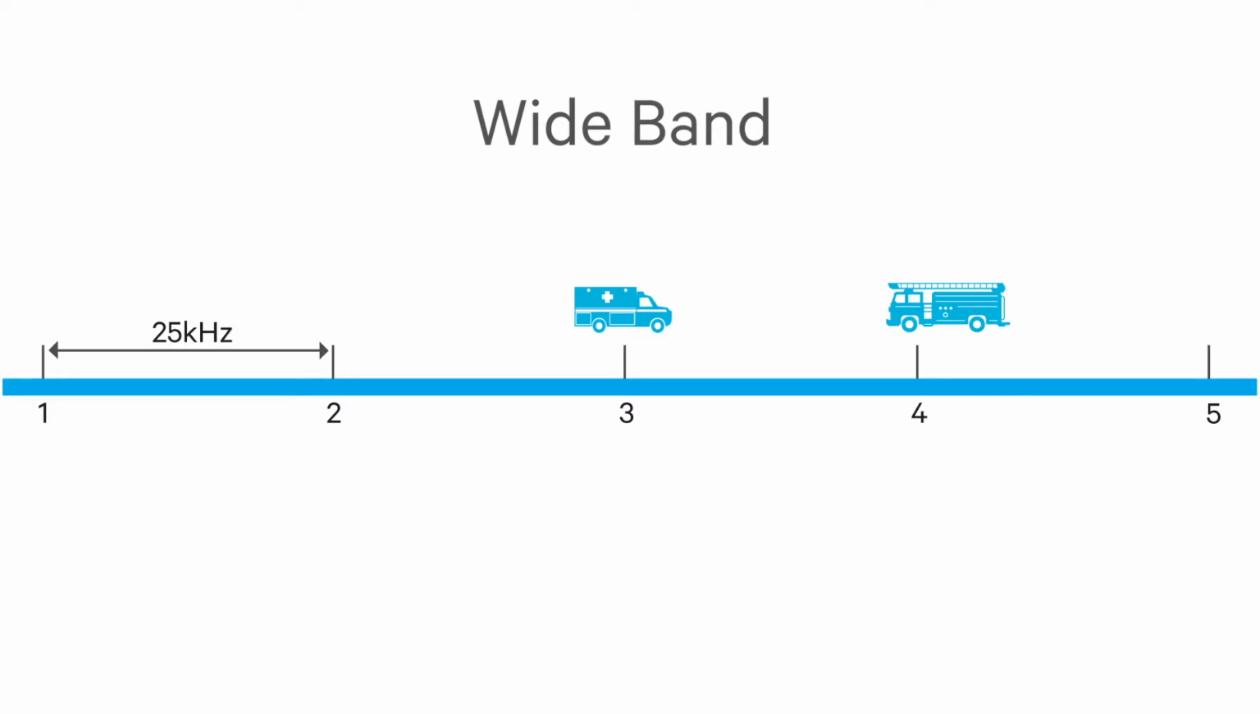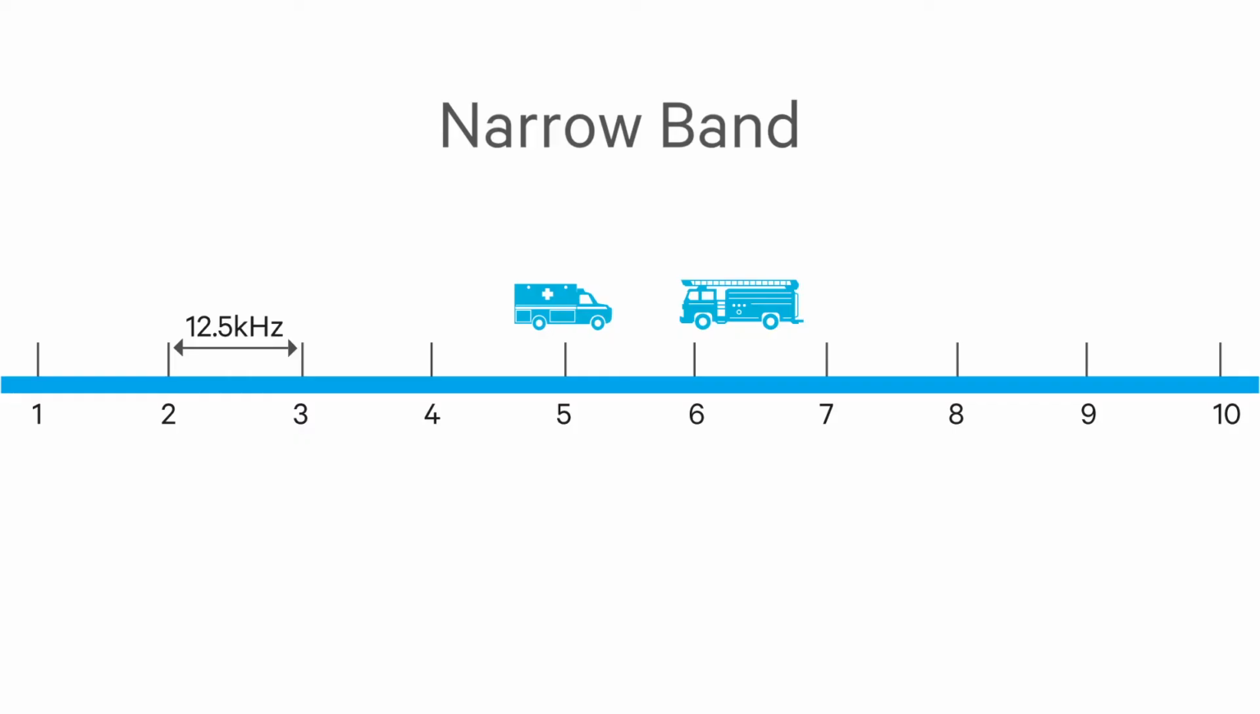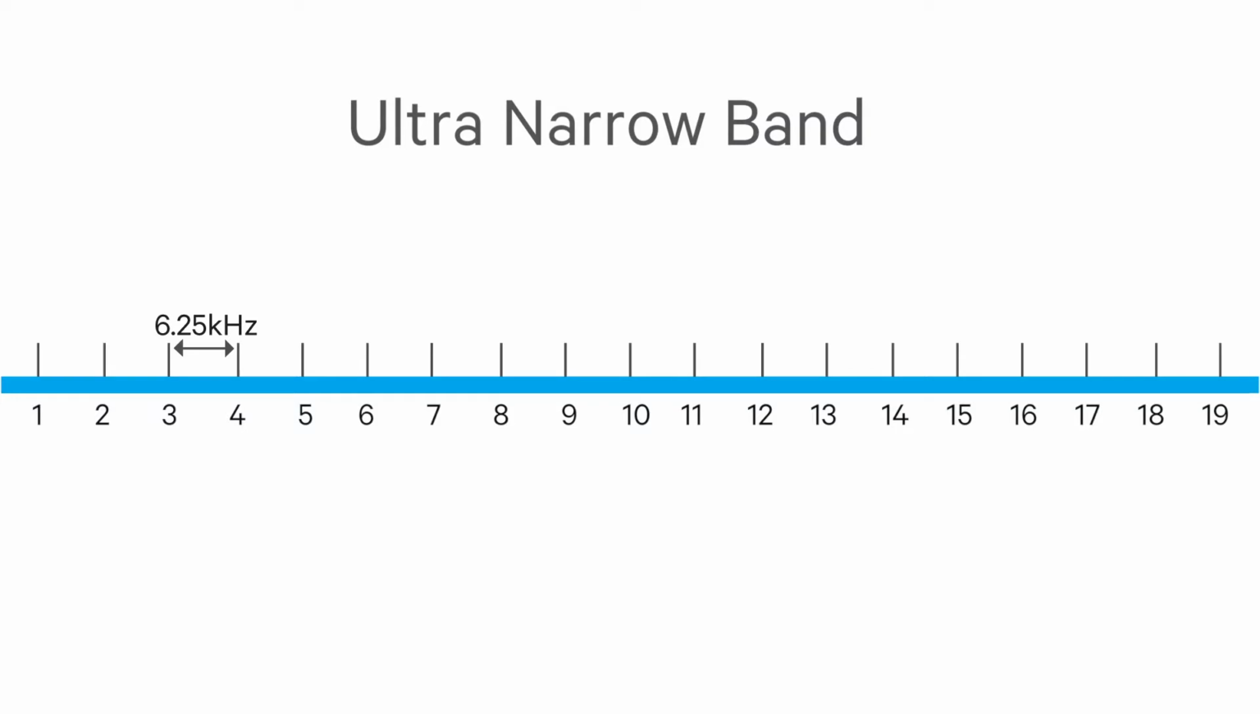Some examples of this are wideband channels. They occupy 25 kilohertz of radio spectrum. A narrowband channel is half that size at 12.5 kilohertz, a smaller diameter pipe. Finally, there's ultra-narrowband, which is half as small again at 6.25 kilohertz, the smallest pipe of all.